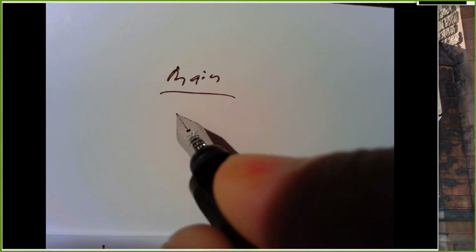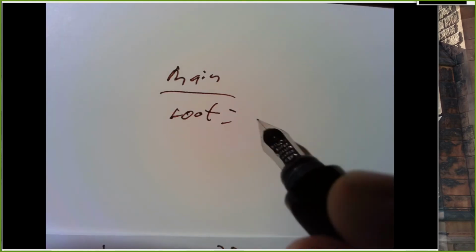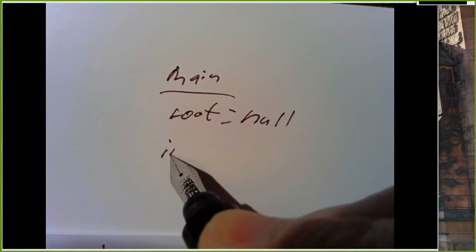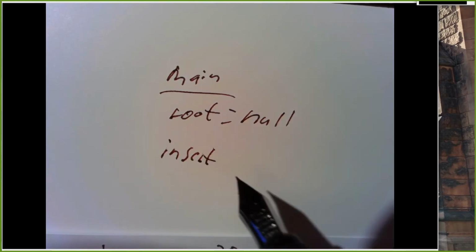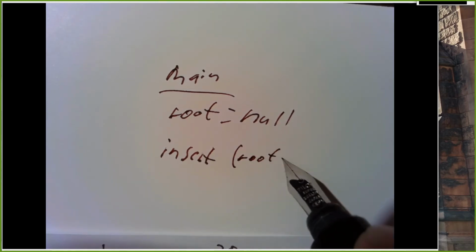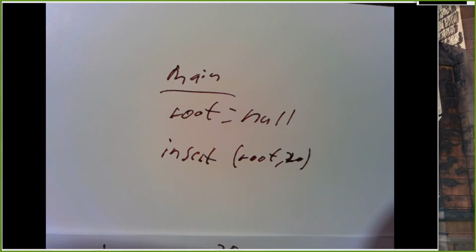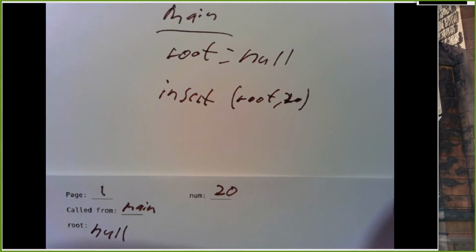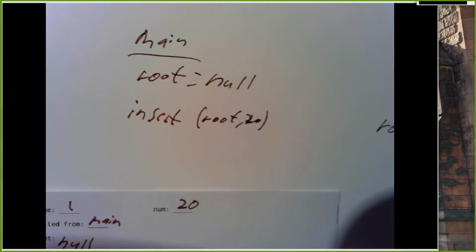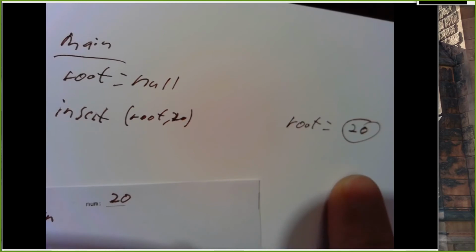All right, so let me do my main program. I'm going to set root equal to null. And I'm going to say insert root, comma 20. And at this point, when I come back, my root just looks like the node 20.